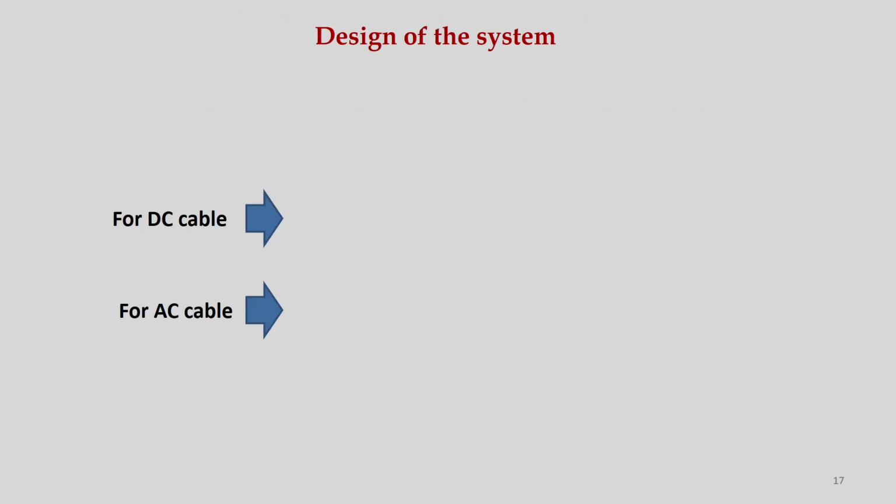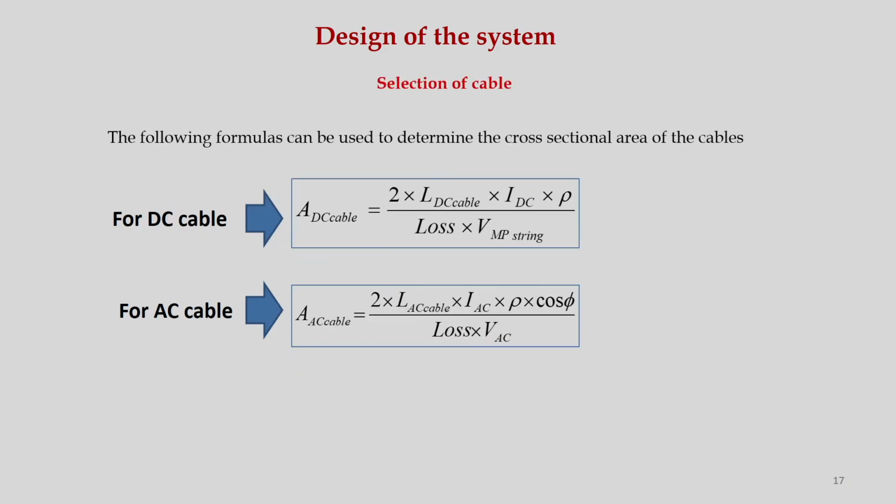Now, we need to pay attention to the cables, because cables also consume a huge amount of power and cost. To determine the cross-sectional area of DC cables, we can use this equation. Rho is the resistivity, I is the current flowing through this circuit, and there is the cable length and losses, and we already know V MP string. And for AC cable, these equations are used. Of course, power factors need to be multiplied.